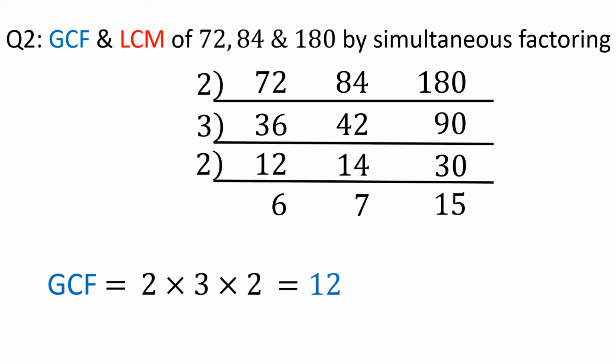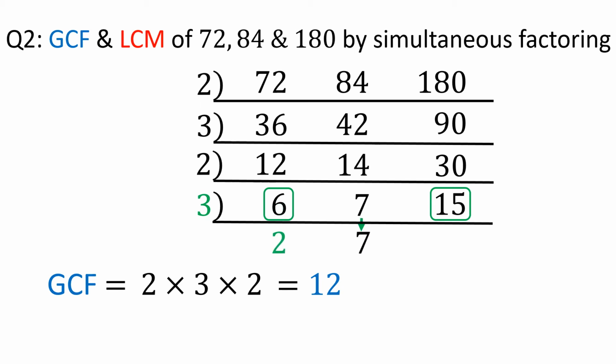In order to find the LCM of three whole numbers, we continue to find a common factor for two whole numbers among three. If you take a look at 6 and 15, there's a common factor 3. So we can divide them by 3. 6 divided by 3 is 2. Nothing changes for 7, and 15 divided by 3 is 5. Now we have 2, 7, and 5. Since there is no common factor for any two whole numbers, we stop factoring.